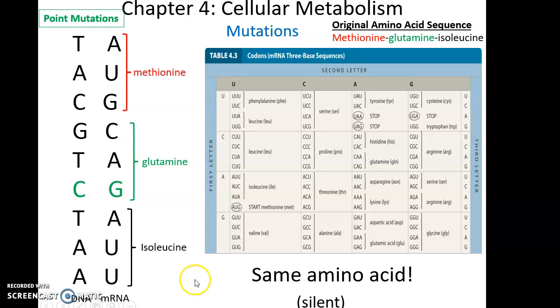This is a silent mutation. Even though the sequence in the DNA and messenger RNA is different, it still leads to the same amino acids. So there was no change in the protein being produced. And again, this is a consequence of the fact that some amino acids have multiple codons, multiple sequences that can code for them.